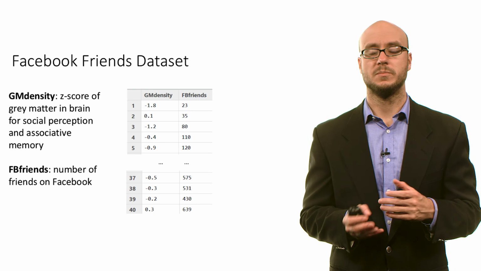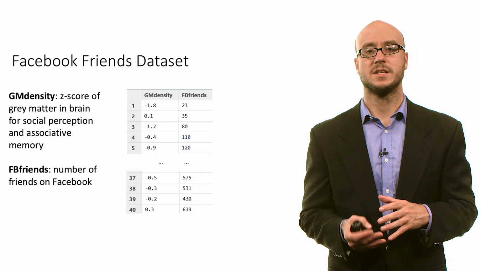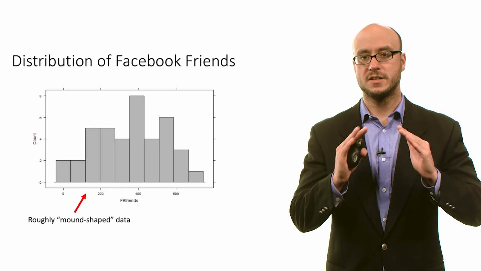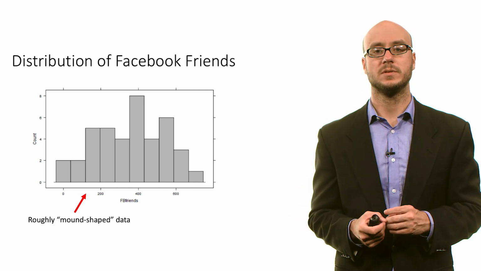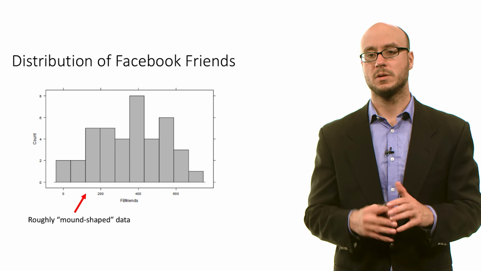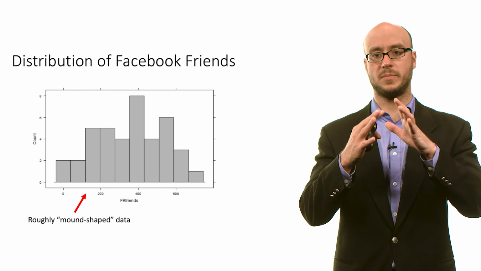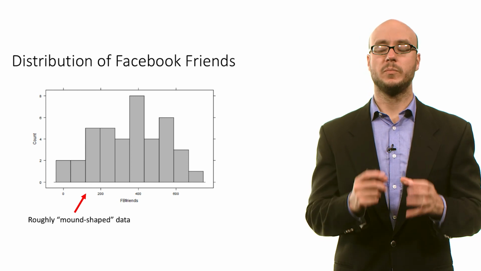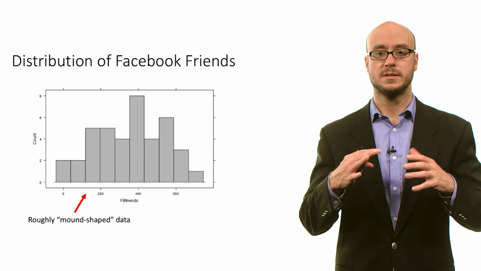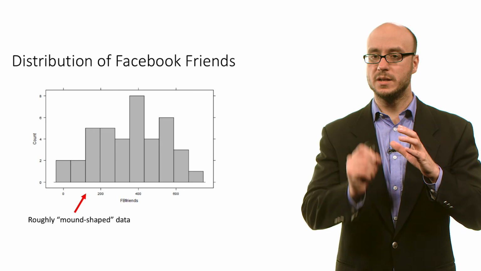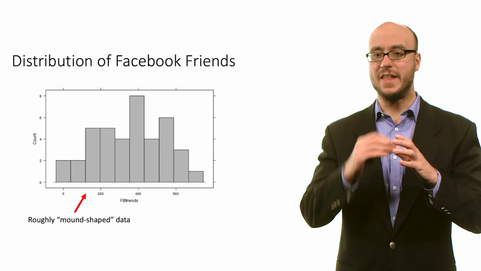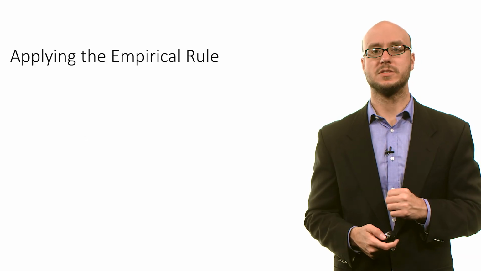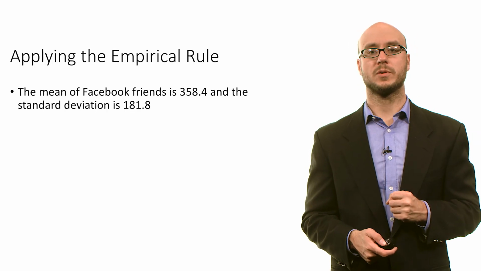So you can see that some people have a very low value, some people have a lot of friends. But we want to characterize the distribution of Facebook friends. So here is the distribution of Facebook friends in the sample. You can see it's roughly, or approximately, mound-shaped. There's sort of a center part, and you have this mound shape. And so we want to use the empirical rule to characterize, using just the mean and the standard deviation from this data set and this knowledge of what the overall distribution looks like, we want to make some characterizations about this distribution. So we can use the empirical rule.